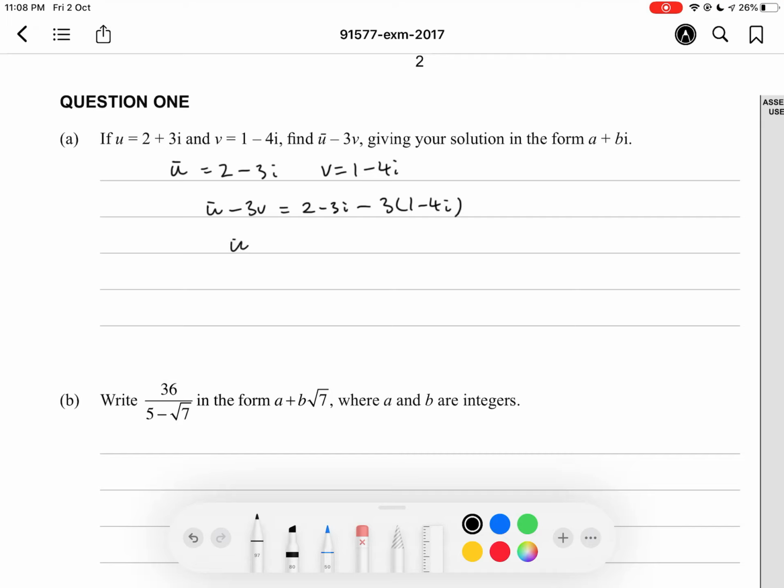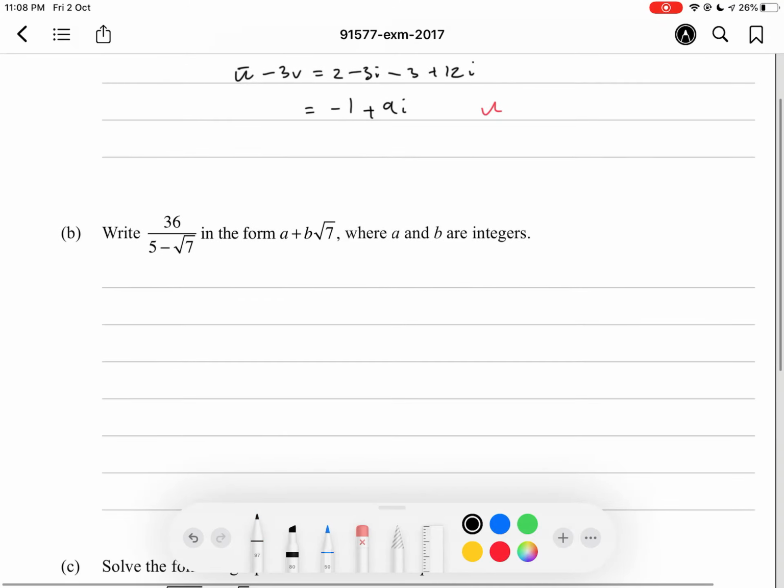In this case, if we expand our brackets, we should get 2 minus 3i minus 3 plus 12i. And in this case, we can just add the like terms, so the imaginary parts go together and the real parts go together. So the real parts are 2 and negative 3. 2 minus 3 equals negative 1. And we know that negative 3i plus 12i equals positive 9i. So this becomes negative 1 plus 9i, which is our final answer. And this is just an achieve level question, so achieve for getting your correct final answer.